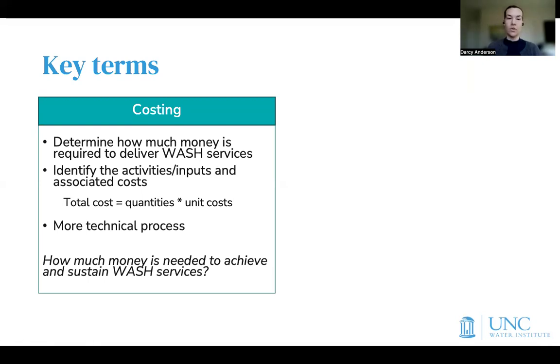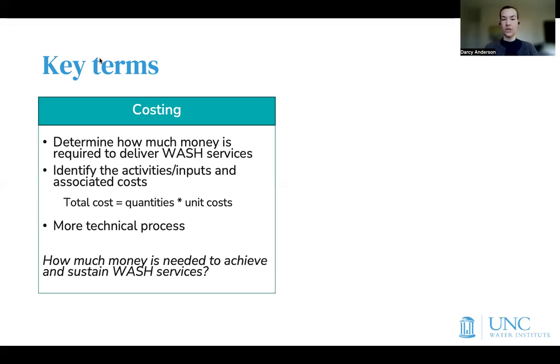When we say costing, we're really talking about a process to determine how much money is required to deliver WASH services. One of the ways that we may do this is to identify the activities and inputs that are required to deliver a service, and then identify their associated cost. The economics can get more complicated, but at its most basic, we're thinking about an equation where the total cost equals the quantity of goods that are used to provide a WASH service, multiplied by the unit cost of those goods. This tends to be a more technical process where we're answering the question, how much money is needed to achieve and sustain WASH services?